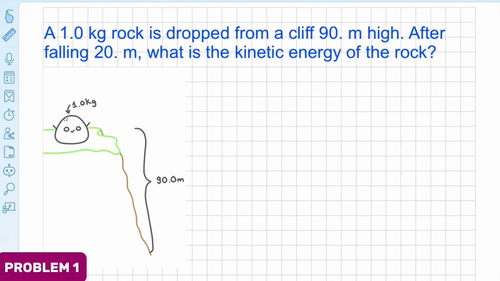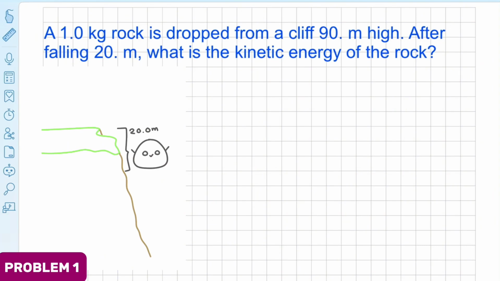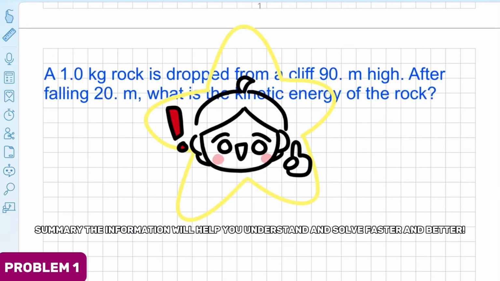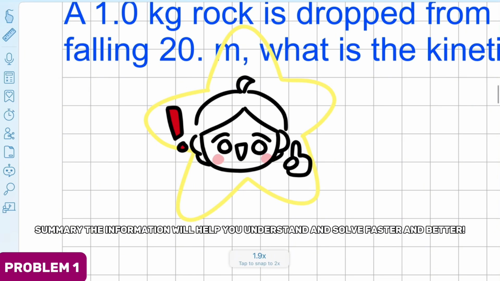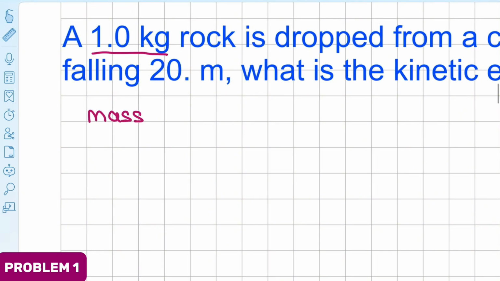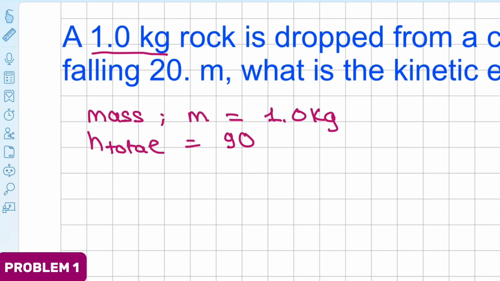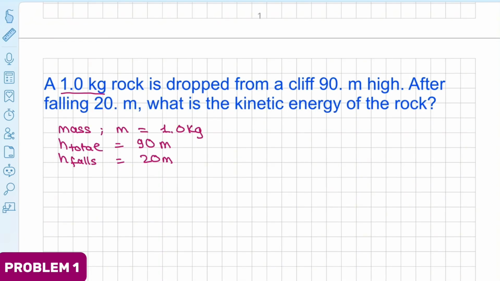So our first problem is a 1 kilogram rock is dropped from a cliff which is 90 meters high. After falling 20 meters, what is the kinetic energy of the rock? So we're going to summarize what the problem is about. We have mass of the subject, which is 1 kilogram. The total cliff height is 90 meters, and the rock falls 20 meters, so h fall is equal to 20 meters.